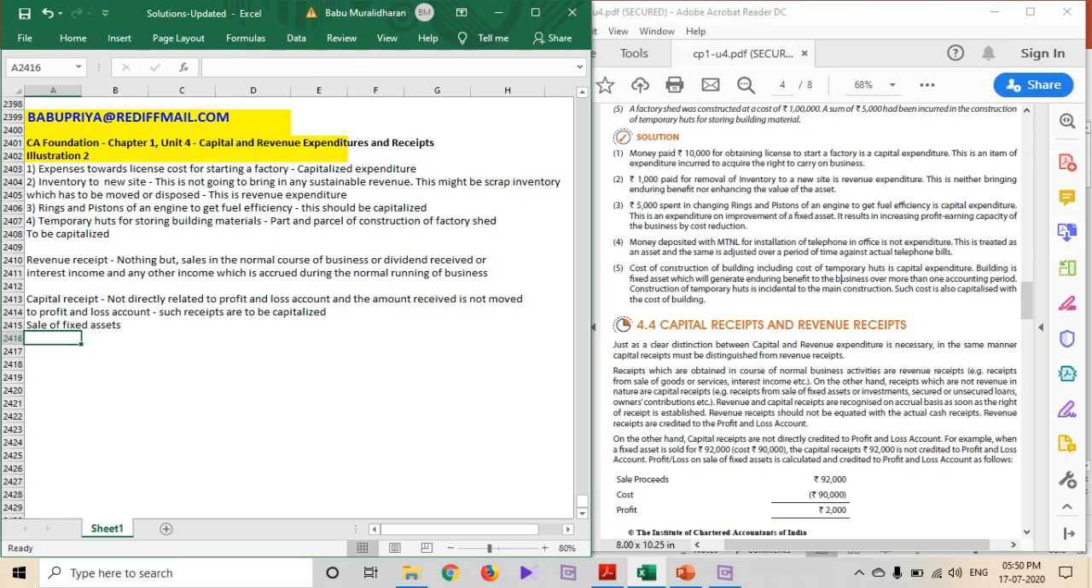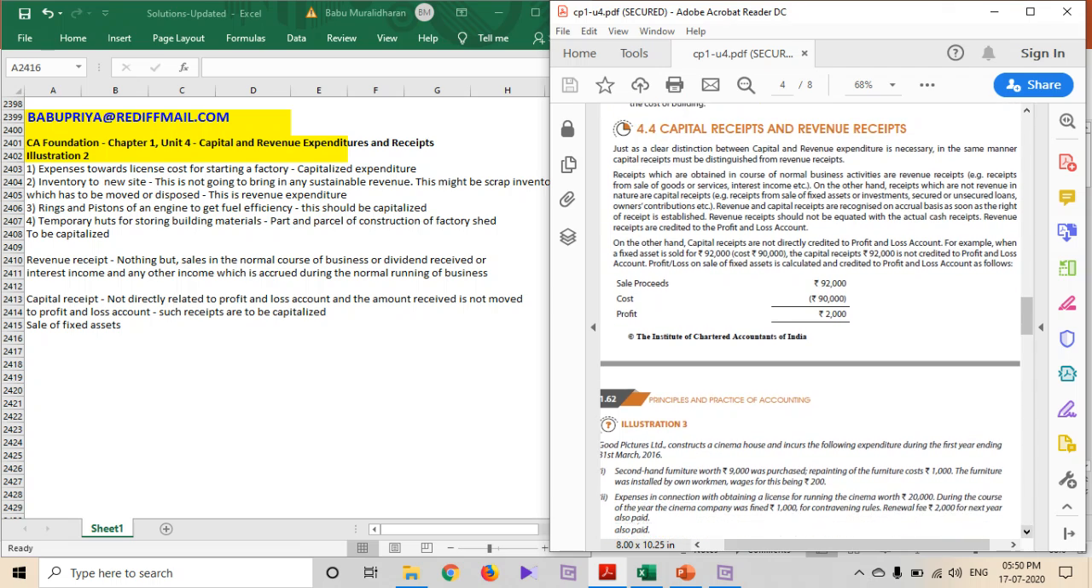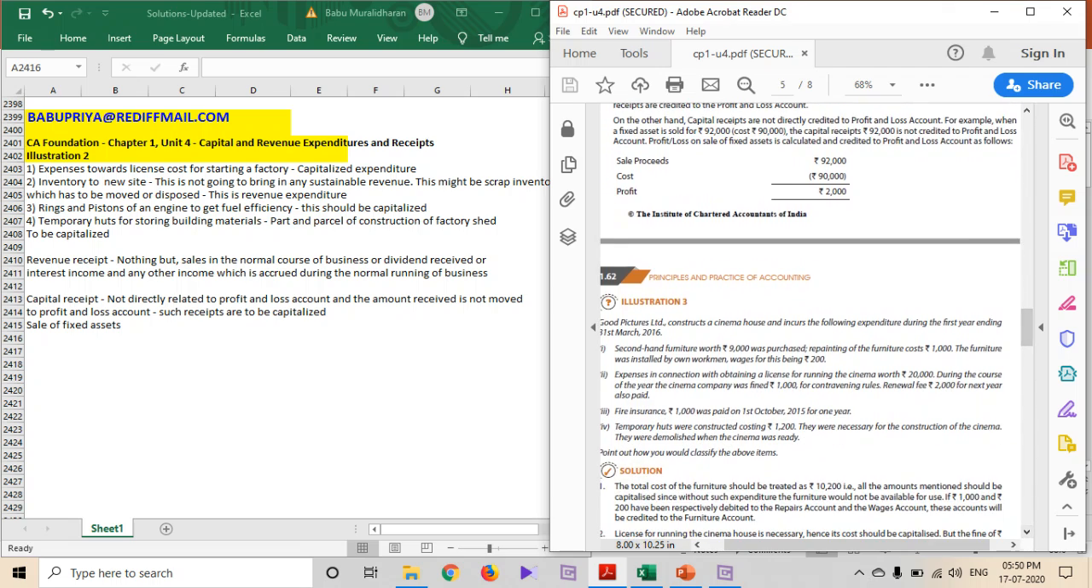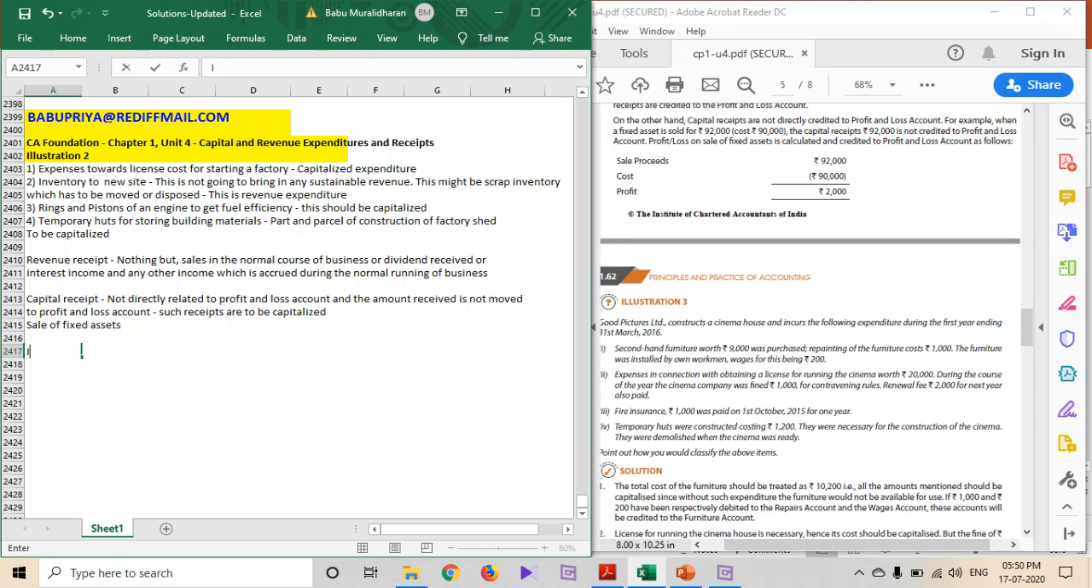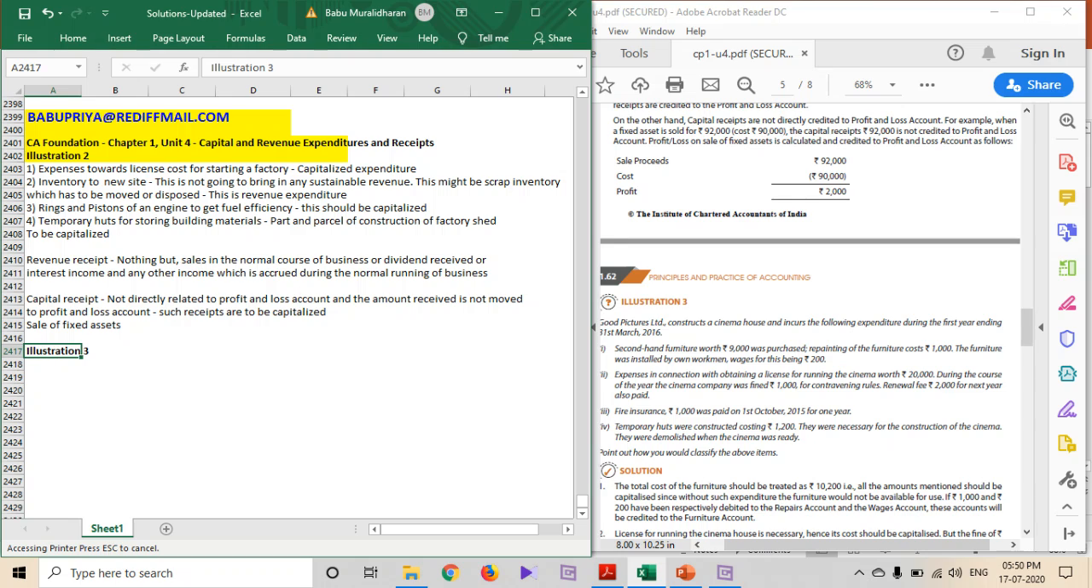And let's get into some question and answer on this, like an illustration, right? Okay, let's get into some illustration to explain this. I'm in illustration 3. Good Pictures Limited constructs a cinema house and incurs the following expenditure during the first year ending 31st March 2016. Okay, let me put this heading here.